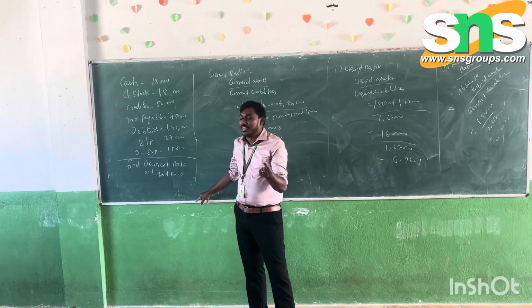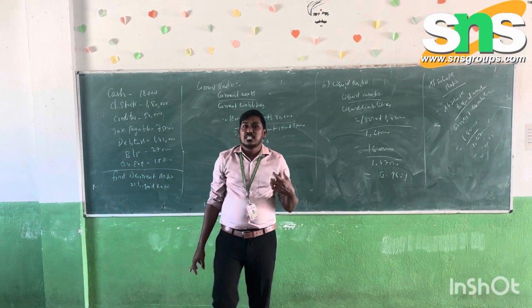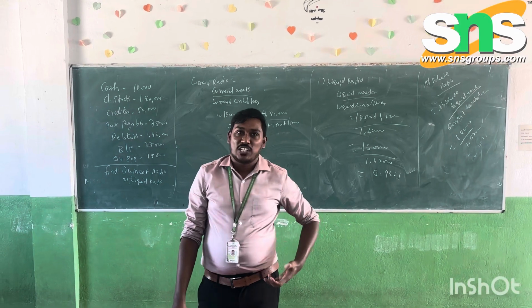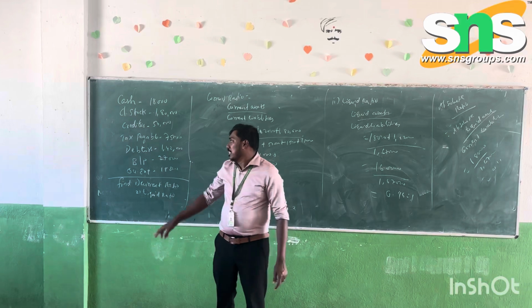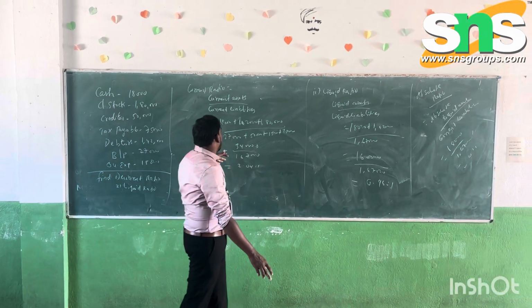Then the second one is the liquid ratio. The liquid ratio is for paying short-term obligations, that is, things happening within a short period of time, maybe 1 to 3 years. So let us go back to the sum here.